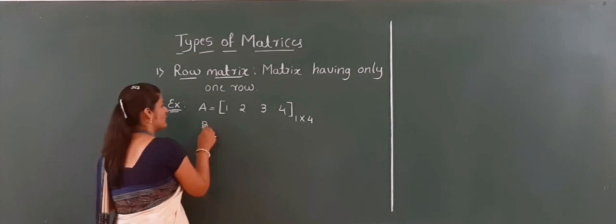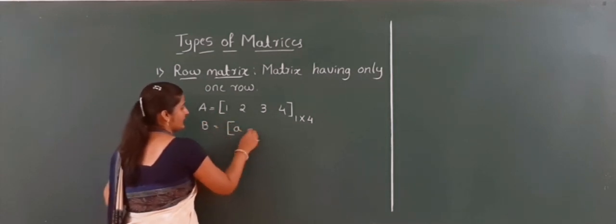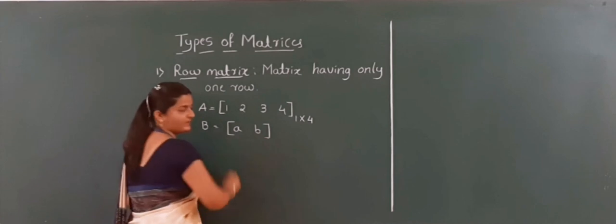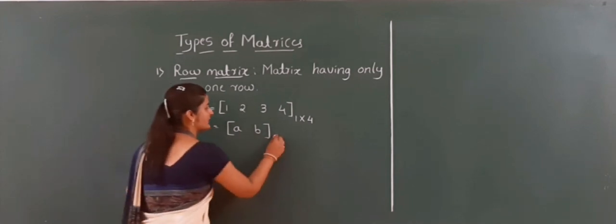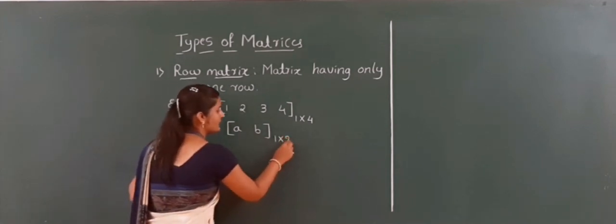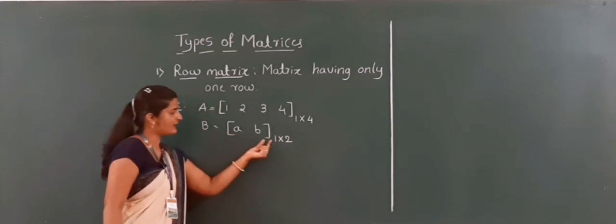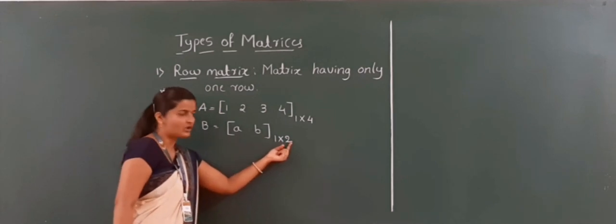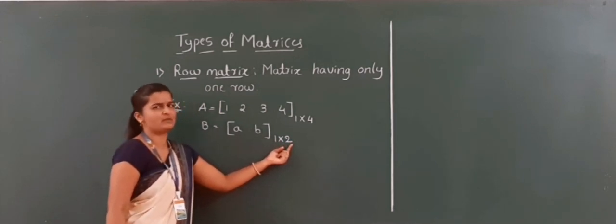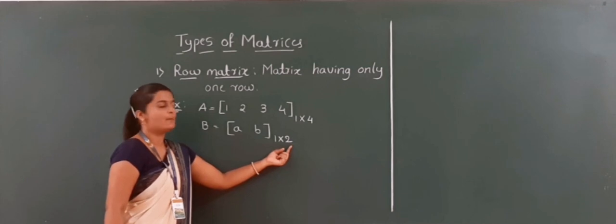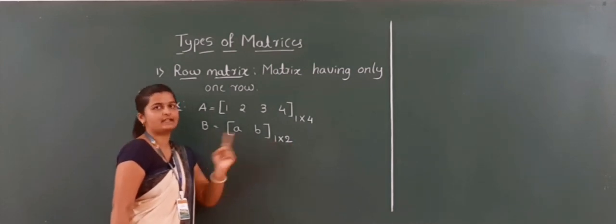Another example for a row matrix is a, b. Is this a row matrix? Yes, and the order of this matrix is 1 by 2. Again, this is a row matrix where the number of rows is 1 and for the number of columns there is no restriction. It may be 2, 3, 4, anything. But the number of rows is exactly 1.